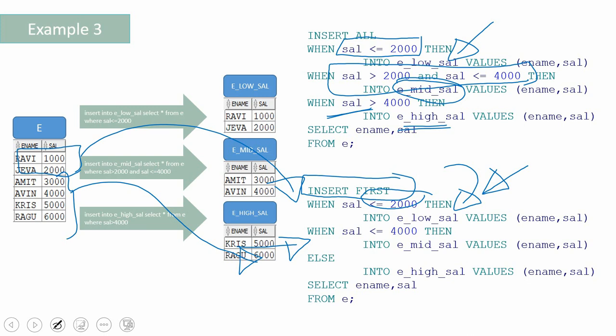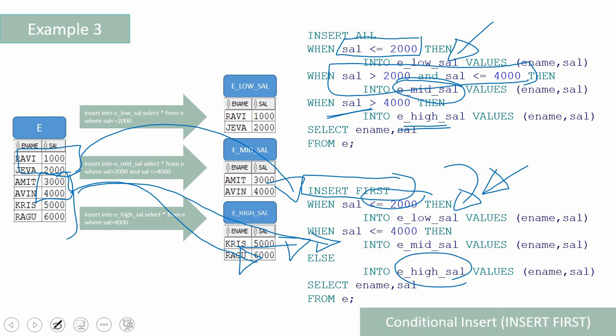So in the second when clause, the record 3 and 4 will get matched. That is, the record with salary as 3000 and 4000 will get matched and it will get inserted into the E mid salary, and the rest of the records, anything that doesn't get satisfied, will get inserted into the E high sal table.